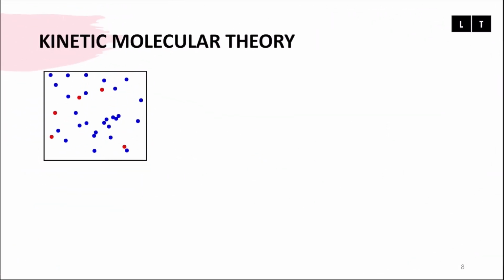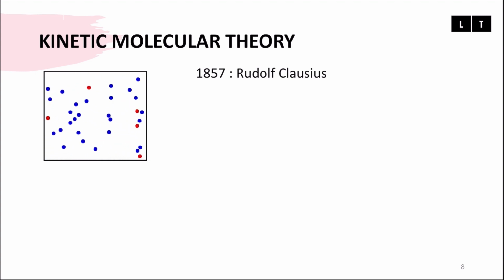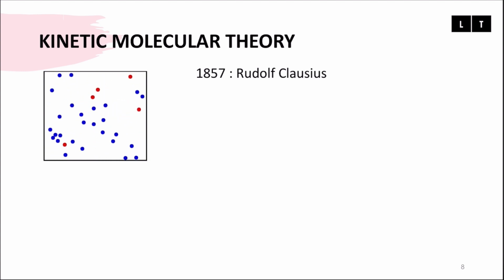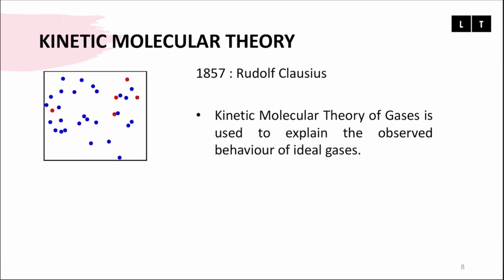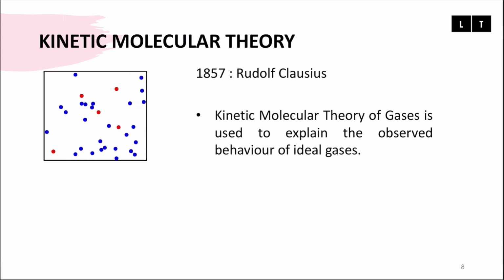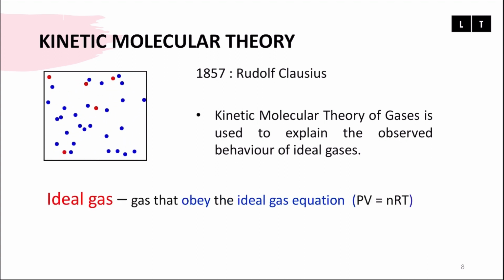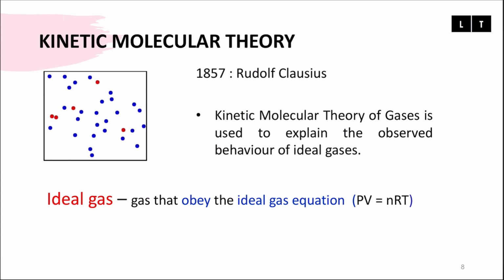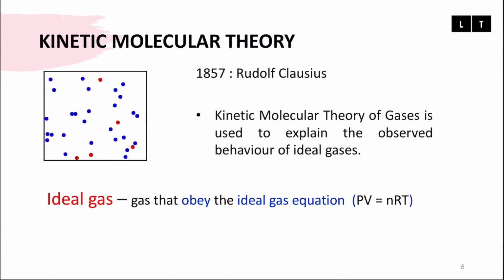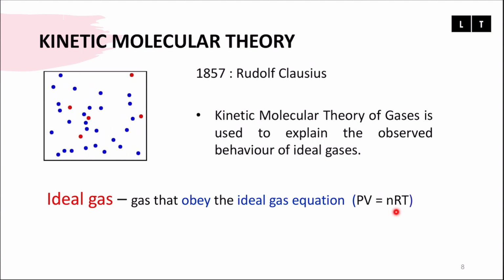Kinetic molecular theory was invented by a scientist named Rudolf Clausius, where this theory can be used to explain the observed behavior of ideal gases. So what is an ideal gas? An ideal gas is a gas that obeys the ideal gas equation. Very simple. And the equation is PV equals nRT.